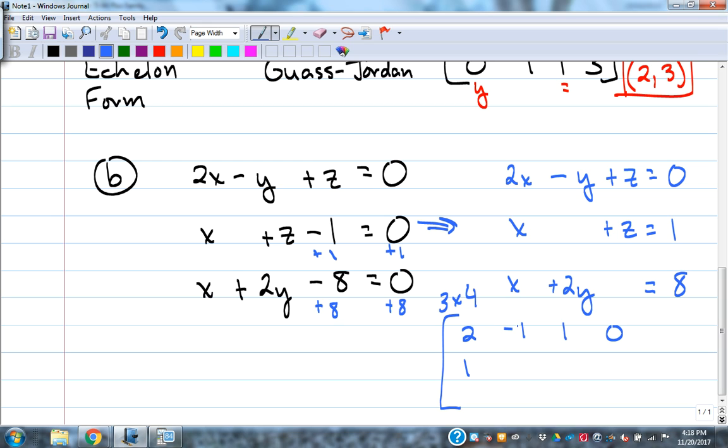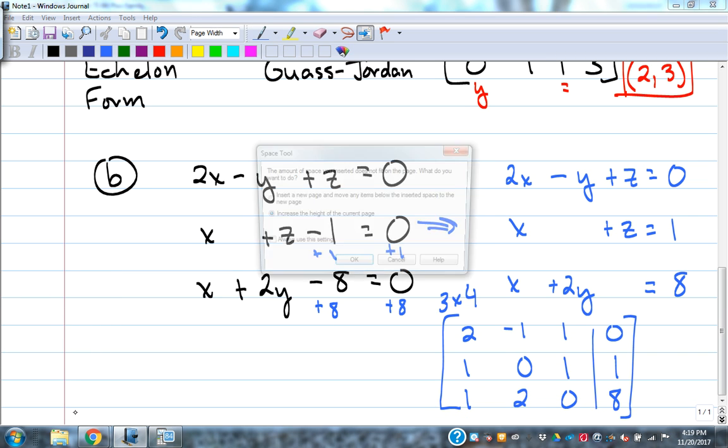Second row is 1. There are no y's in it, so I'm going to put a 0 in that place. Then a 1 for the z, and the 1 is what it's equal to. And then the third row has a 1 for x, a 2 for y. There aren't any z's, so I'll put a 0 in that place, and then an 8. So I have a 3x4 matrix there to work with.